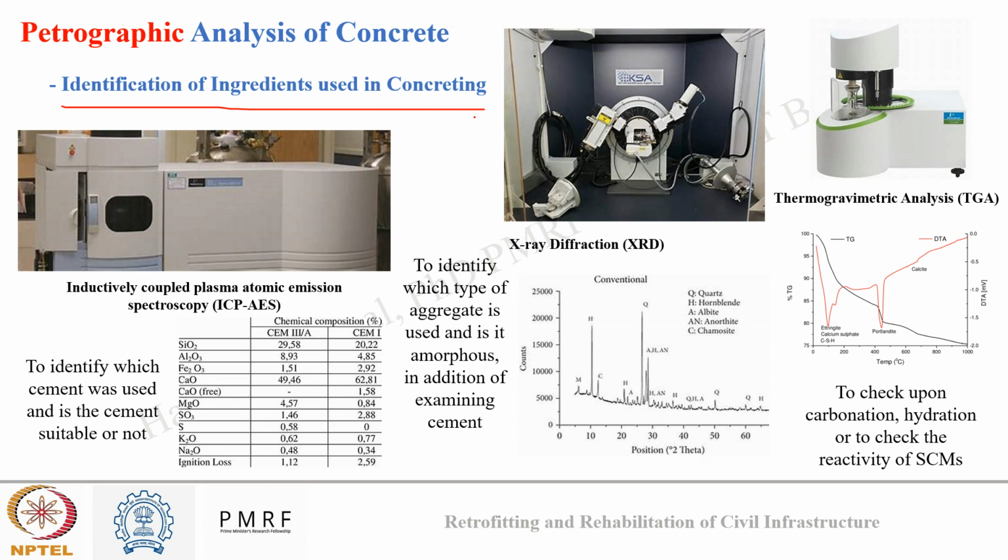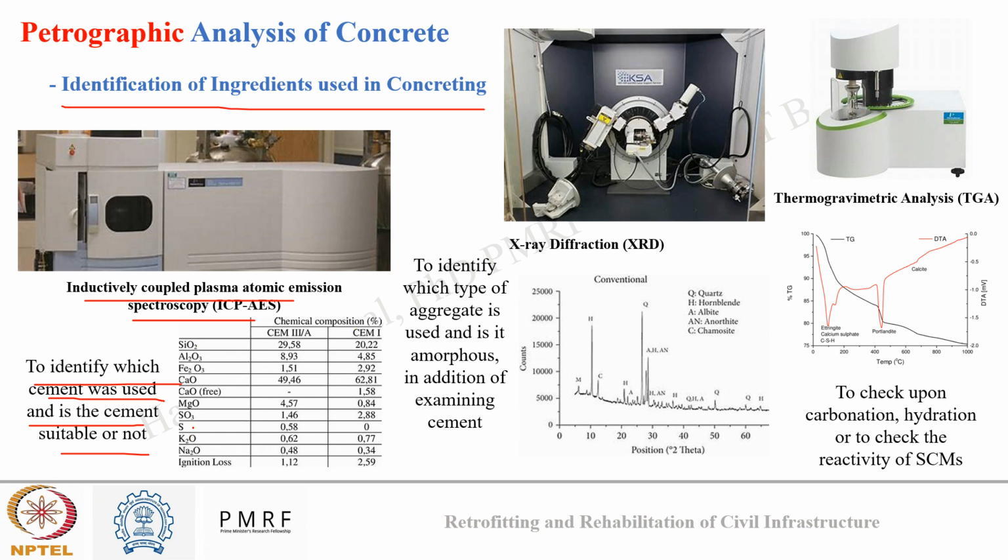Okay, so in this slide, you can see three different equipments and their associated testings. So first of all, you can see this inductively coupled plasma atomic emission spectroscopy, which is also known as ICP-AES. So this instrument is used to identify which cement was used and whether the cement is suitable or not. So basically, we can take some small cement powder and we can analyze its chemical composition.